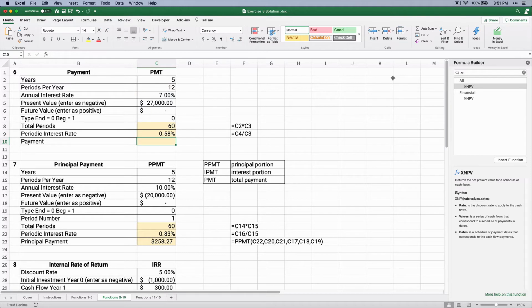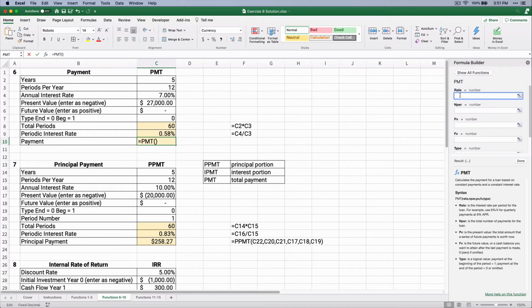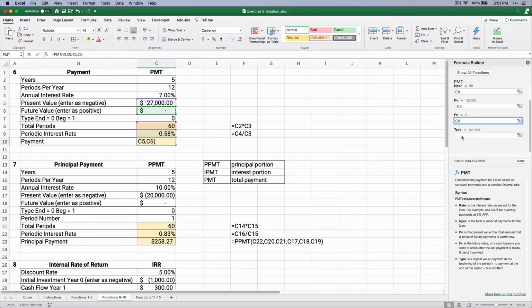And the payment is just a payment function. So it is PMT. We need the rate. We're going to use the periodic rate. The number of periods is 60. The present value, here's where we're going to enter it as negative. So 27,000 is negative. The future value is going to be a positive 0, right? Doesn't really matter the sign if it's 0, I guess. And then the payments happen at the end of the period. And so therefore we have a payment of $534 to buy this car.